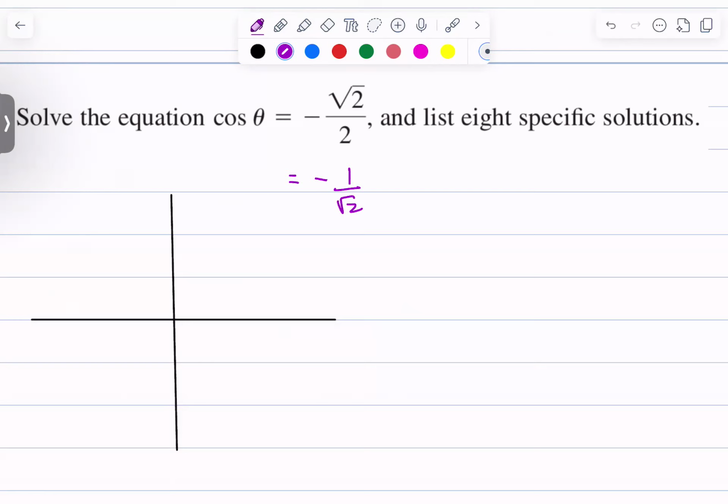Where is cosine negative? What quadrants? 2 and 3.